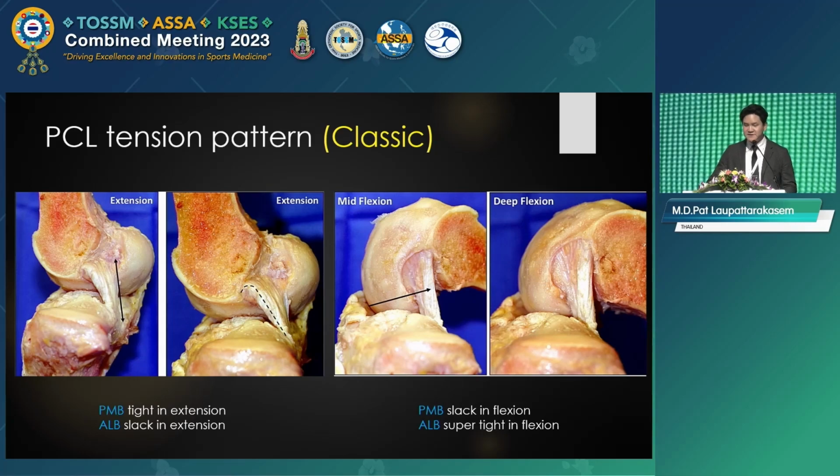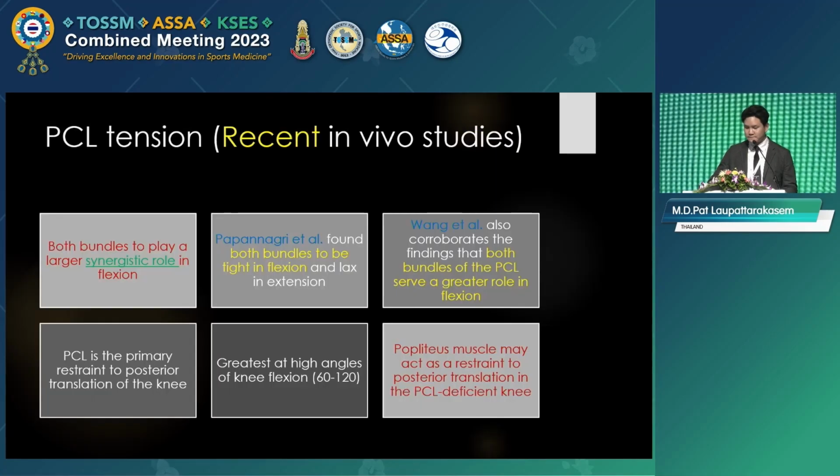The classic PCL tension pattern was believed to function separately, with the posteromedial bundle tight in extension and the anterolateral bundle tight in flexion. However, recent in vivo studies show that both bundles play a larger synergistic role in flexion. Papannagari et al. found that both bundles are tight in flexion and lax in extension.